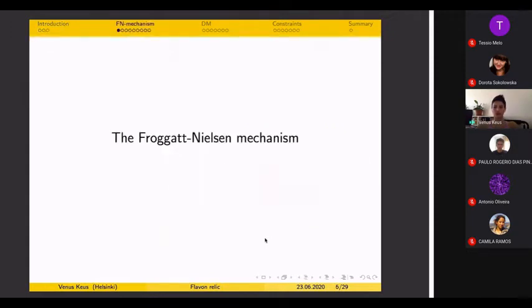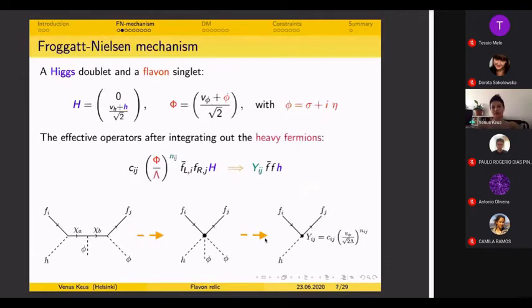So starting with the particle physics, I'm going to briefly introduce the Froggatt-Nielsen mechanism. This bit has a lot of equations, but I hope I don't lose you by the end of this section. I've added a lot of colors to make it more happy looking. But let's see by the end of this section how many people are still awake.